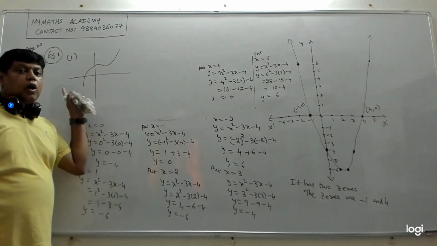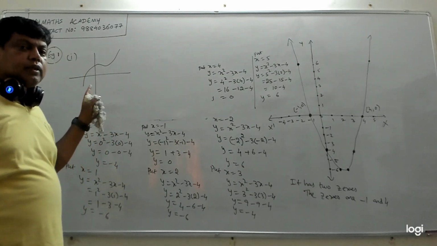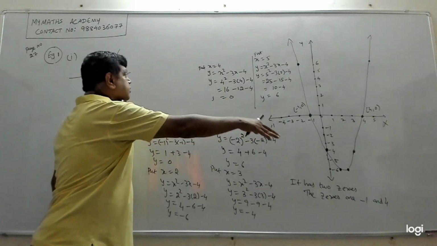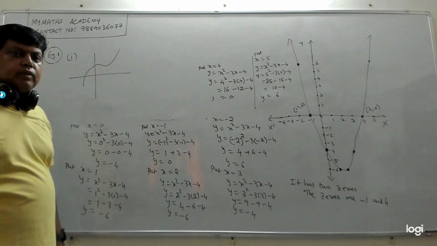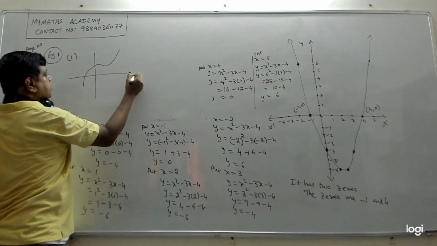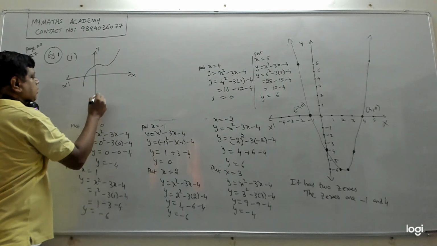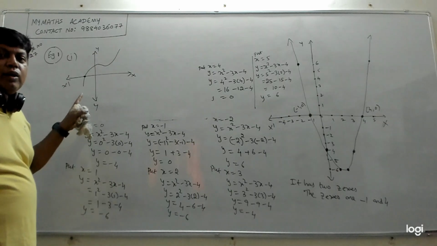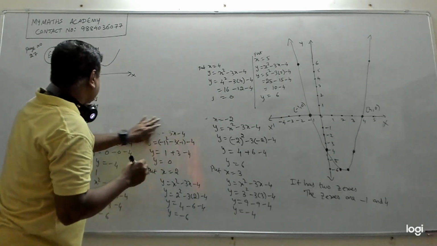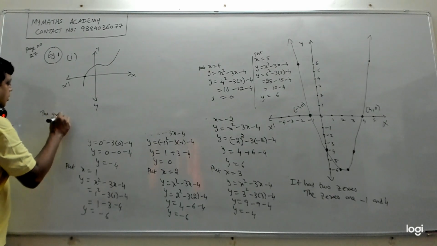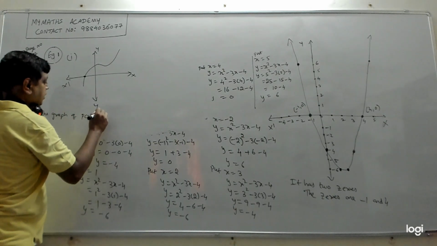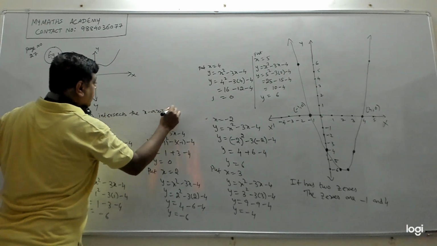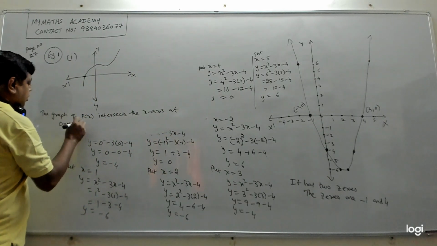Now we need to see in how many places. This is the graph of the polynomial. The graph can be anything. It can be a straight line, it can be a parabola like this, or it can be any unknown curve like this. Now, in how many places is this curve touching the x-axis? This is your x-axis, x-dash and y. At only one place. So we will say the graph of p of x intersects the x-axis at only one point.